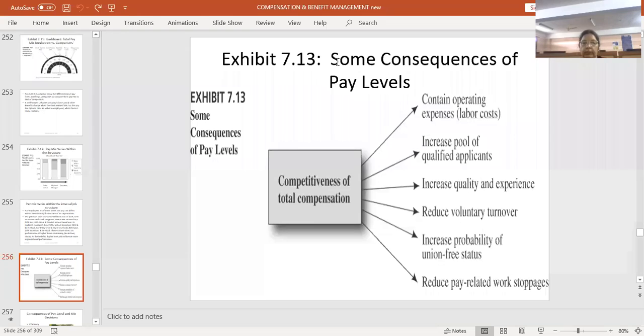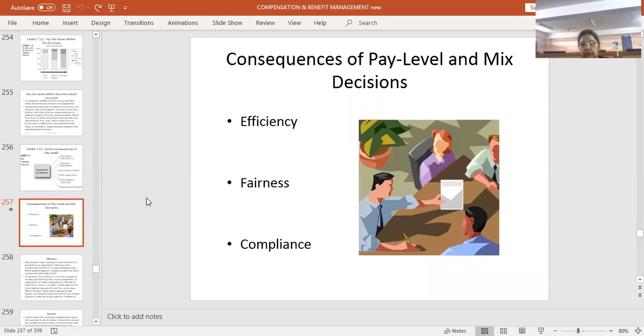You can control your labor cost. You can increase the chance of attracting talented, qualified, skilled employees towards your organization. You can retain them within your organization. There is less chance of them leaving your organization, that is voluntary turnover, and you can also have no trade unionism in your organization, and you can also reduce any kind of pay related work stoppage happening in your organization. So these are the consequences or outcomes if you have a very good pay mix in total compensation in your organization. Total compensation will include pay level and pay mix.